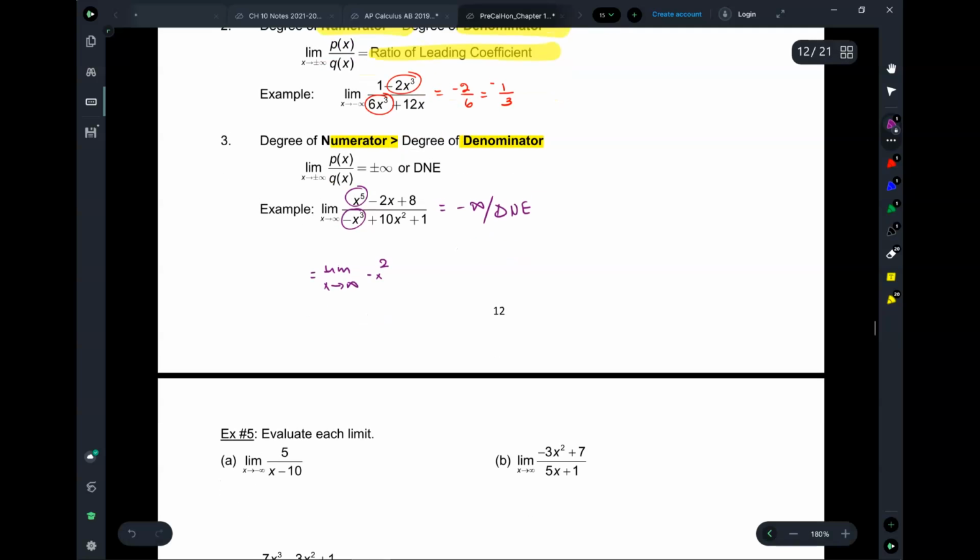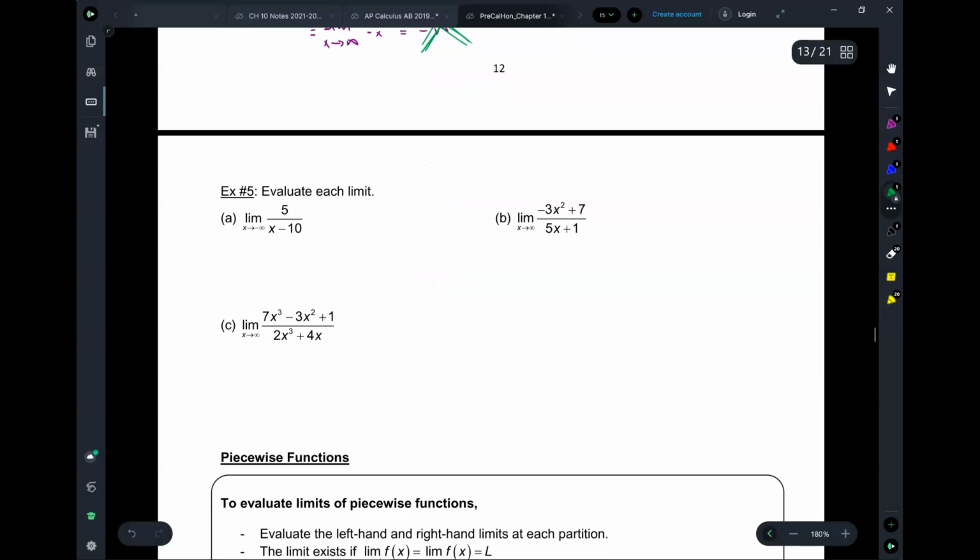We never, ever plug in infinity. You are never allowed to write that. Don't do that. Infinity times 0? No. Infinity over infinity? No. 1 over infinity? No. All right, let's do this.